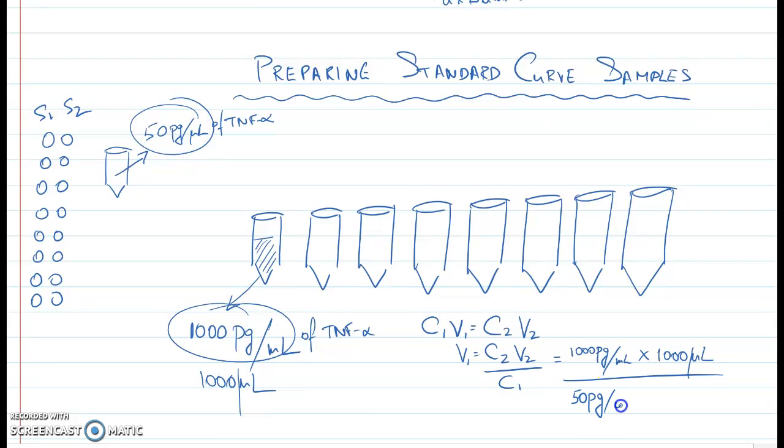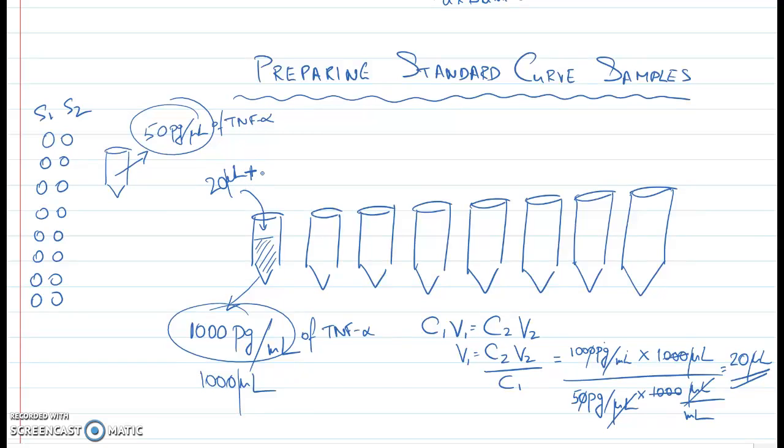50 picograms per microliter. The only problem is the top one is picograms per milliliter, and the bottom one is picograms per microliter. So I'm going to convert it to milliliter, which we know is 1,000 microliters per milliliter. So this cancels out, and now I have picograms per milliliter and picograms per milliliter. Beautiful. Okay, the 1,000 cancels, so it's basically 100 divided by 5, which is 20 microliters, right? Correct me if I'm wrong. So I need to put in 20 microliters of TNF-alpha.